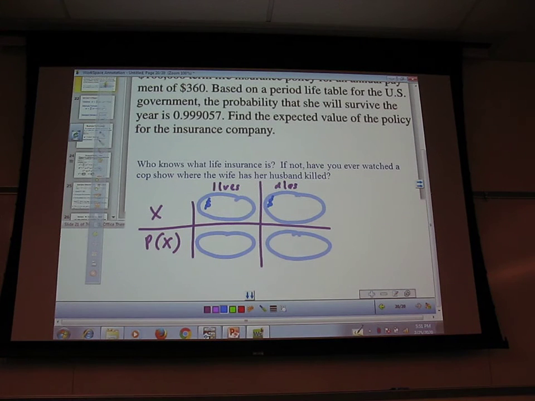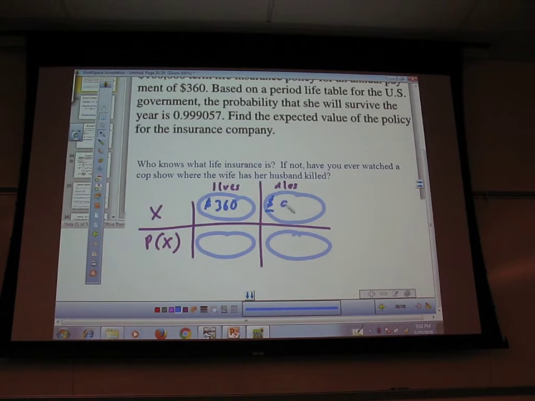Right, so it's an average over lots and lots of people. So quick question, guys. If she lives, do they get money or do they lose money? How much do they get? 360. If she dies, do they get money or lose money? So it better be negative. How much do they lose? 100,000. They lose 100,000, but they get 360.